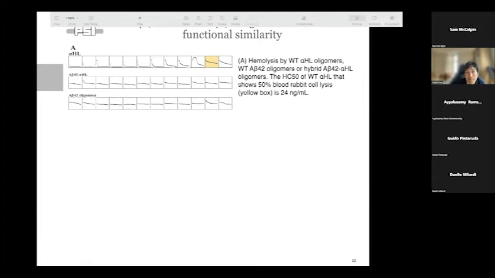Yeah, and we again check more biological function, and we compare different artificial oligomer Beta42 oligomer and wild type beta oligomers. We use the hemolytic assay, which basically we purify rabbit blood cells, and then we add wild type alpha hemolysin, and then we can determine the HC50 value, which is only 50% rabbit blood cell lysis, as you can see here.